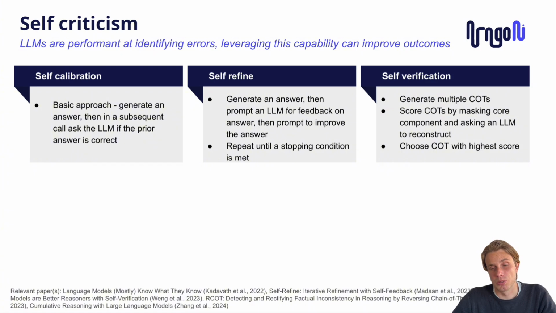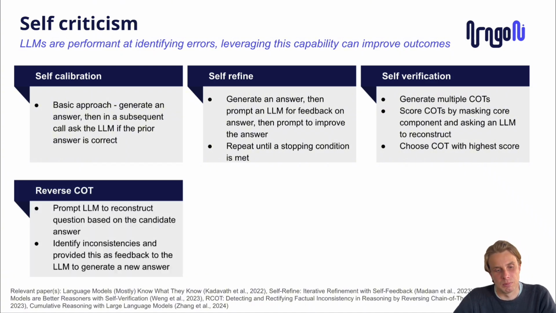Self-verification. This is an interesting approach. So first we generate multiple chains of thought. And then for each of these chains of thought, we effectively hide, or mask, one of the rationale steps, for example, and we ask a large language model to fill in what was masked, and we use this as a score. So based on this ability to reconstruct, we score the different chains of thought, and then we take the chain of thought with the highest score. The intuition here is, assuming that the chain of thought flows logically and is correct, in this self-criticism step we should be able to infer the step that would have been required to get to that next part of the rationale.